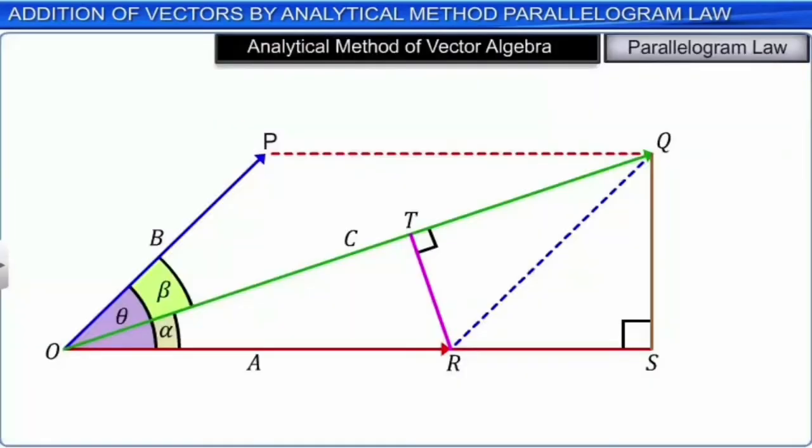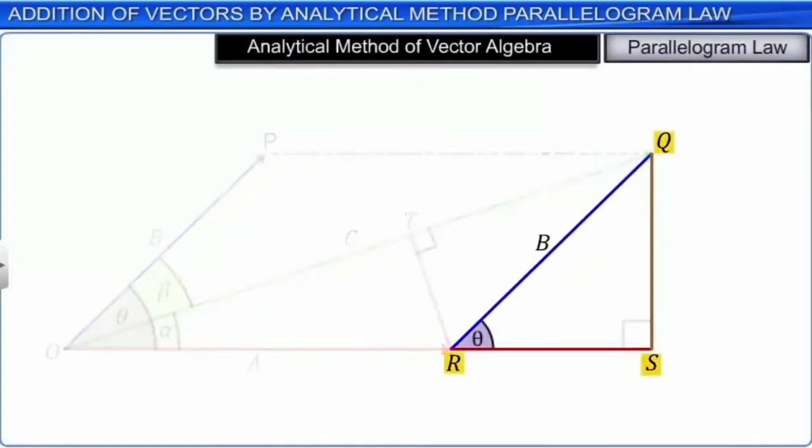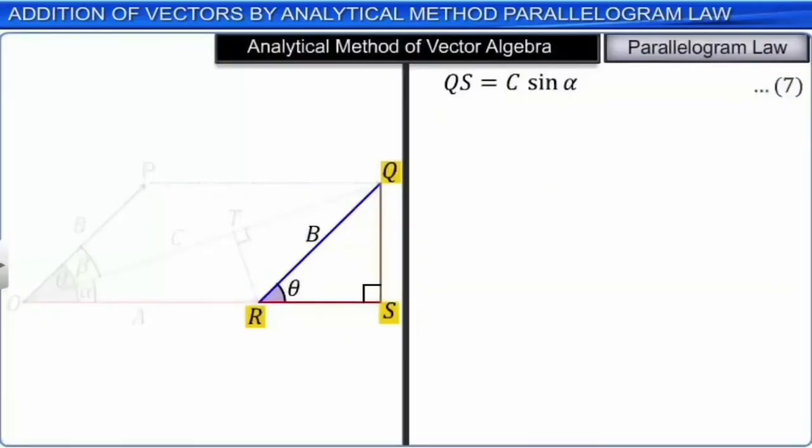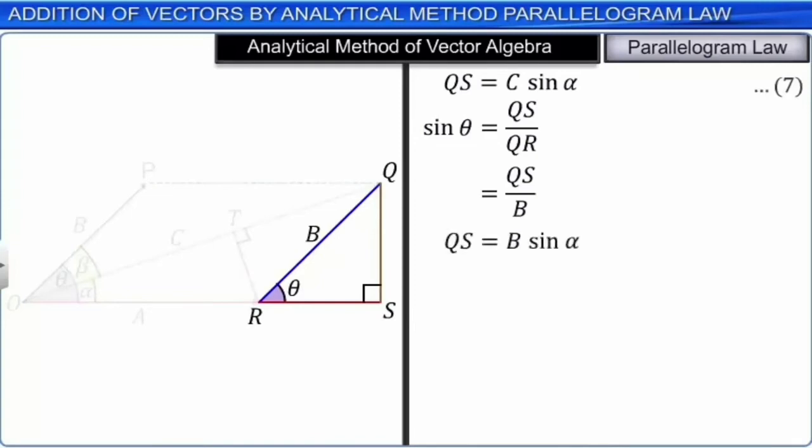Now we consider another right triangle with QS as the common side. That means in the previous triangle we have the side QS, and now another right triangle with QS. So we have the right triangle RQS. From that triangle, we have sin theta is equal to QS by RQ, or QS is equal to RQ sin theta, and RQ is B, so QS is equal to B sin theta. Let that be equation 8.